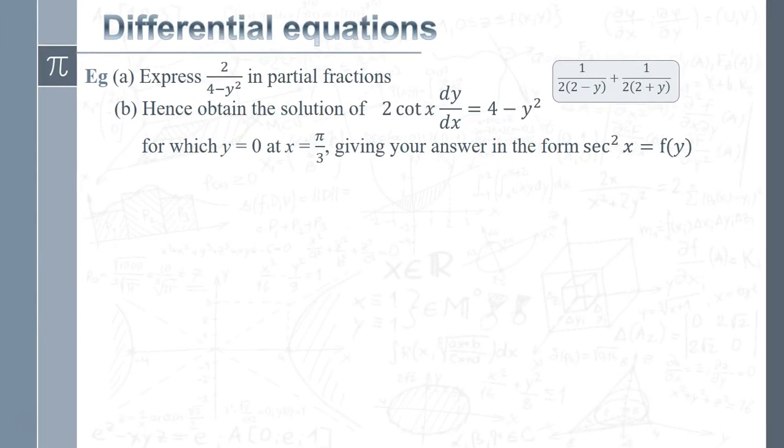And here we go. So on we go to part B. It says hence obtain the solution of 2 cot x dy dx equals 4 minus y squared. And so there's our differential equation that we're attempting to solve. So to solve a differential equation, we're going to start off by separating the variables.